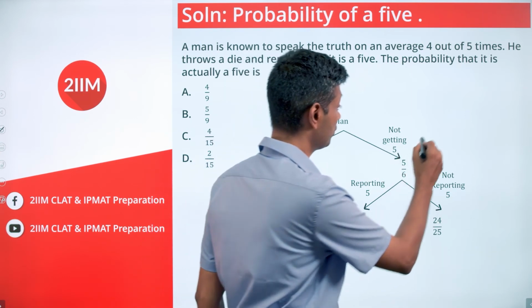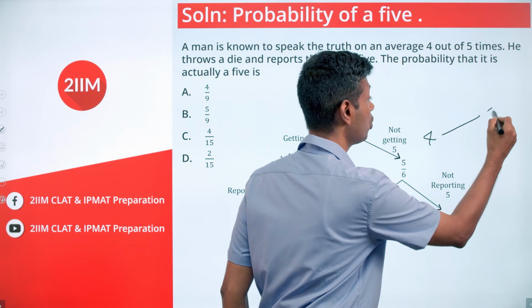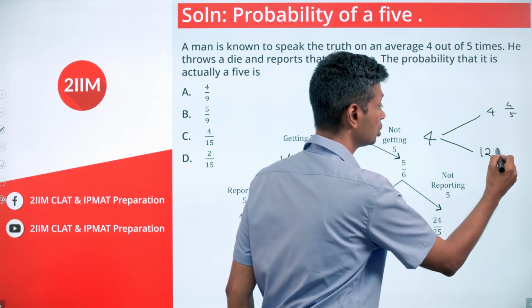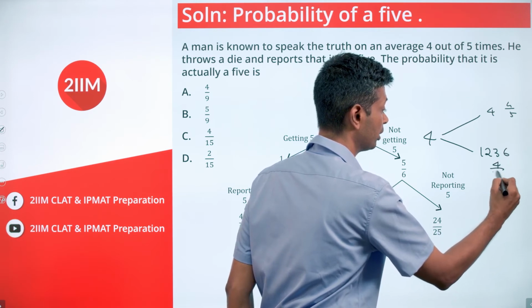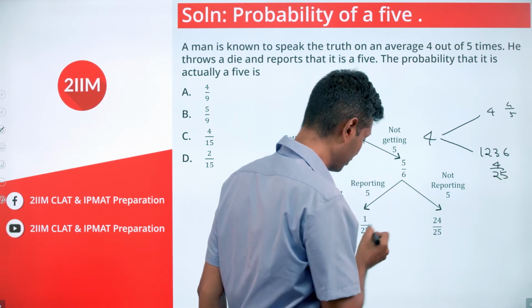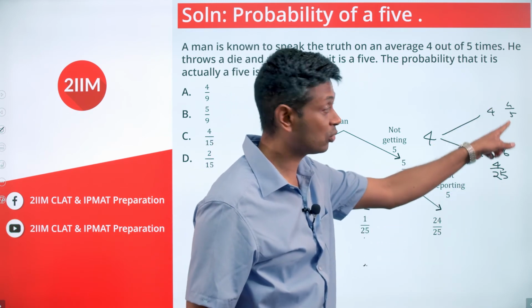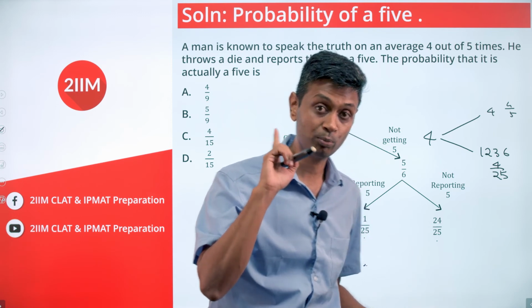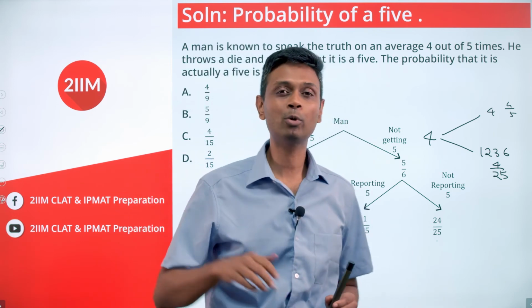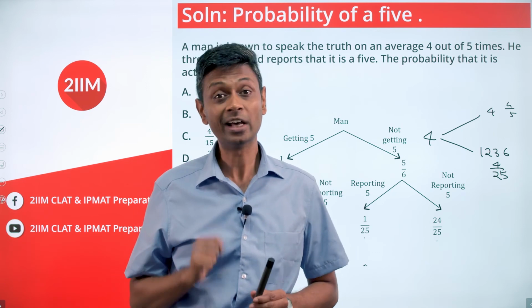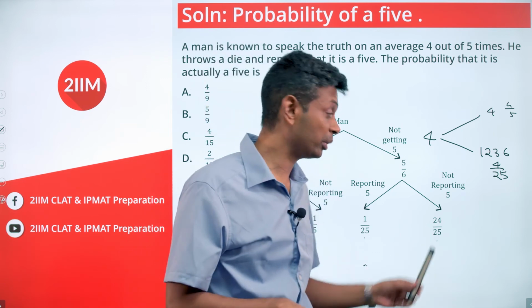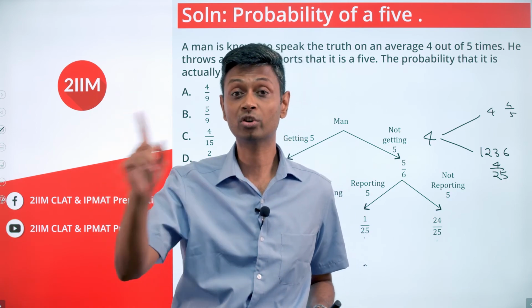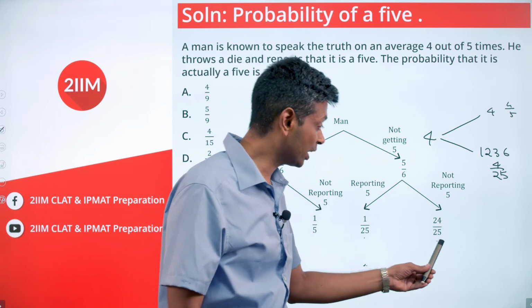Why? Suppose this were a 4. I'll report it as a 4 in 4 out of 5 turns. I'll report it as 1, 2, 3 or 6 as 4 by 25. Reporting as 5 is only 1 by 25. 4 by 25 plus 4 by 5 is 24 by 25. This part is not just 4 by 5. It's the most important part. You get a 4, reporting as 4, there's a 4 by 5 chance. Reporting not 5, there's a 24 by 25 chance. You could report incorrectly. You could report it not as 4, but as 1, 2, 3 or 6. That is still possible. That has to get accounted for here.